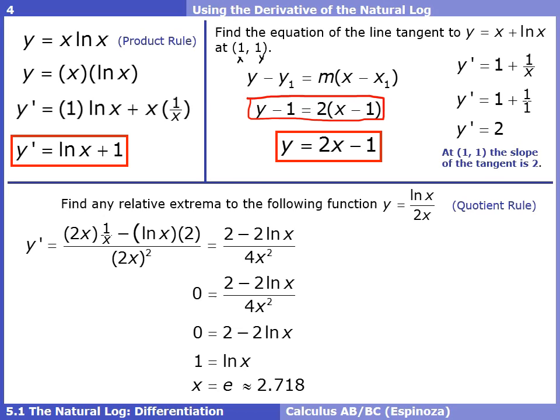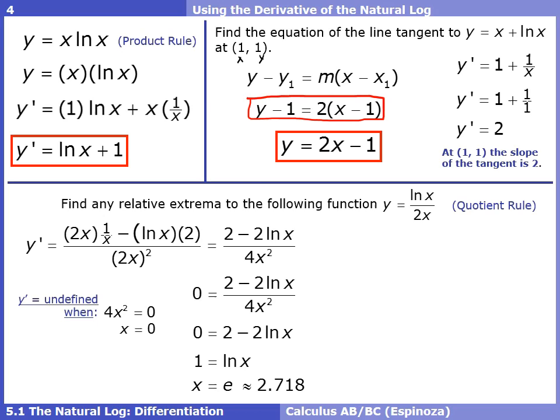We got one critical point when we set our derivative equal to 0. But since our derivative was a fraction, we also need to figure out where y prime is undefined. And that of course happens when the bottom is equal to 0. Luckily, this is nice and simple to solve. The value of x that gives you 0 is 0.